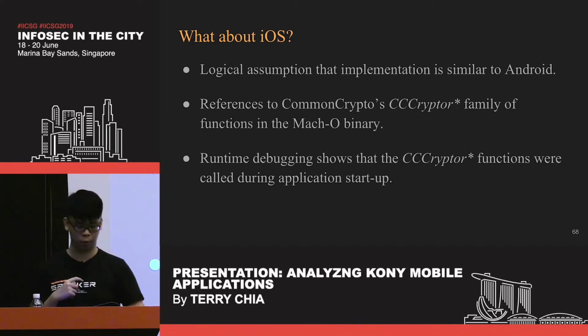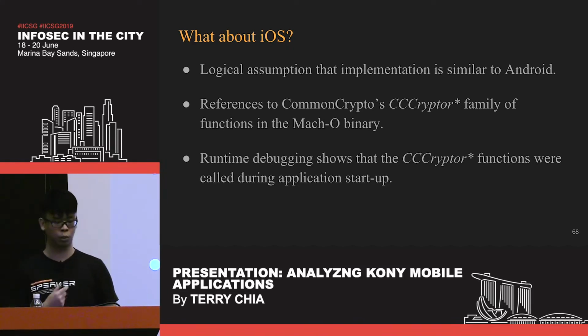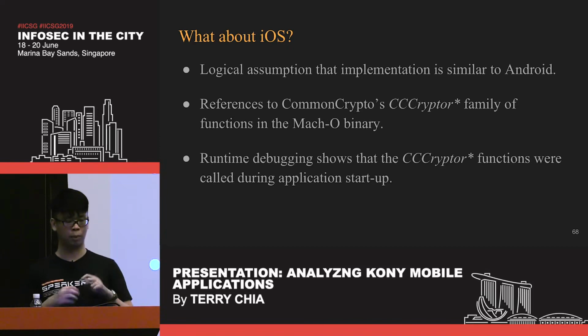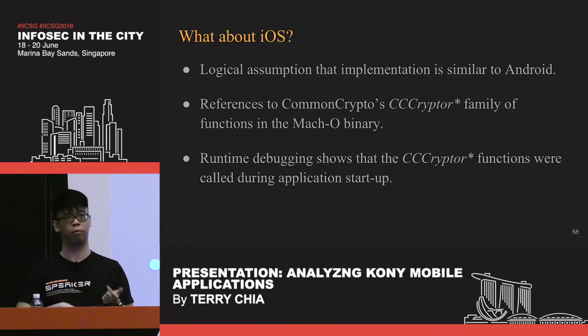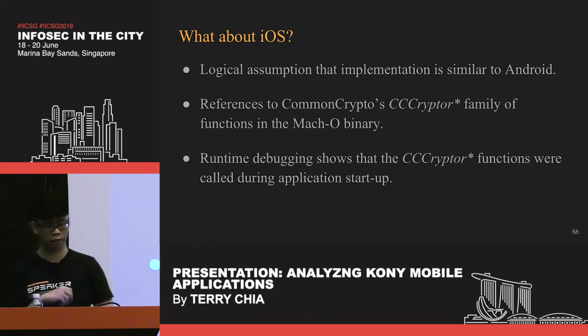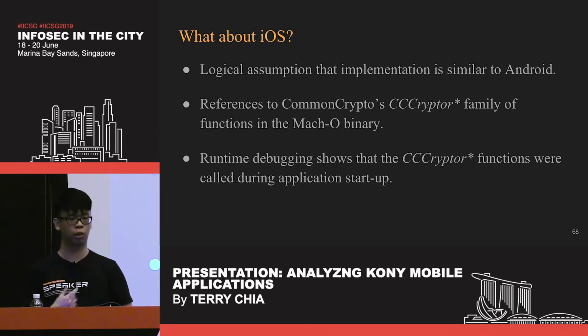And what I found was that there were several references to the Common Crypto family of CC crypto functions. For those of you unfamiliar with macOS or iOS programming, Common Crypto is Apple's standard library for cryptography. And after I started doing some tracing and debugging on the application, I found that the CC crypto family of functions were called when the application starts up, which is a very strong indication that that is actually the method used for decryption.